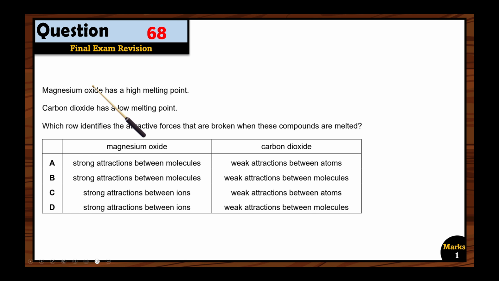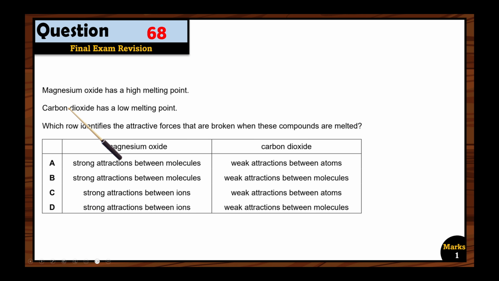So when you are melting magnesium oxide, actually the ionic bond, that is a strong force of attraction between ions, is broken. That's why they are separated. Magnesium will make positive ions, and oxygen will make negative ions, and they will be separated when they are melted or dissolved in water. So C and D options can be right.